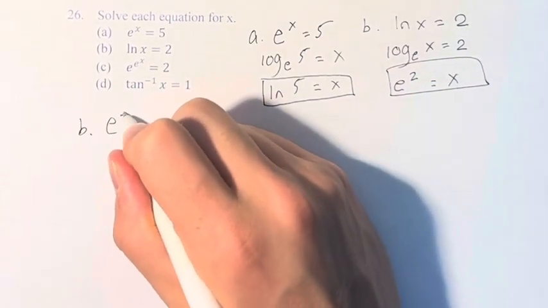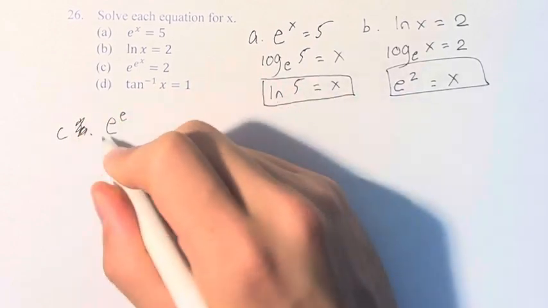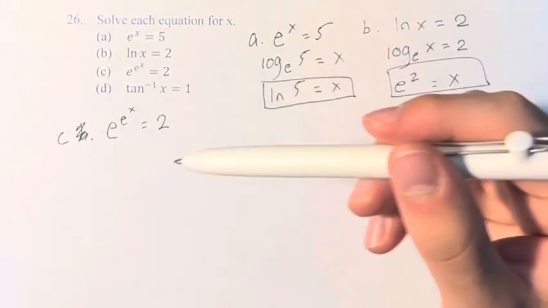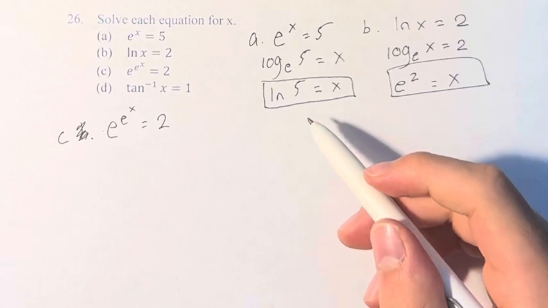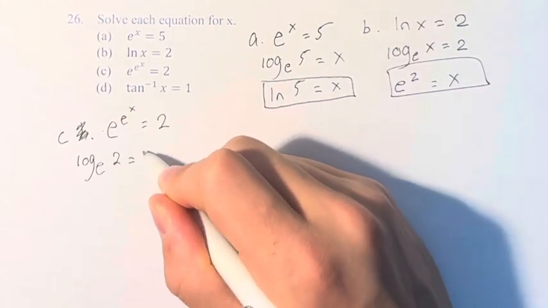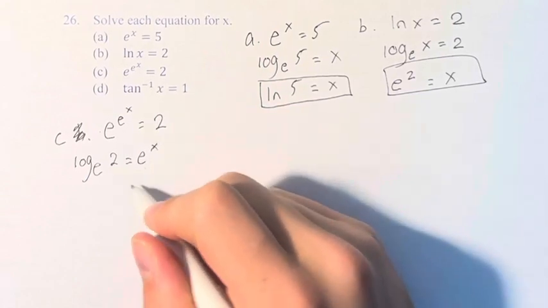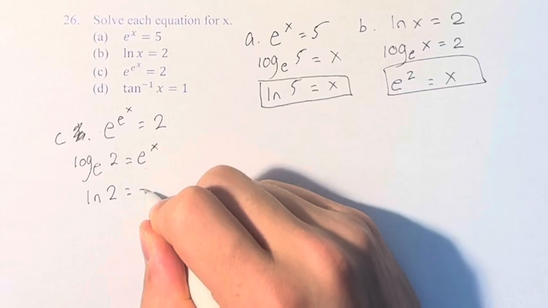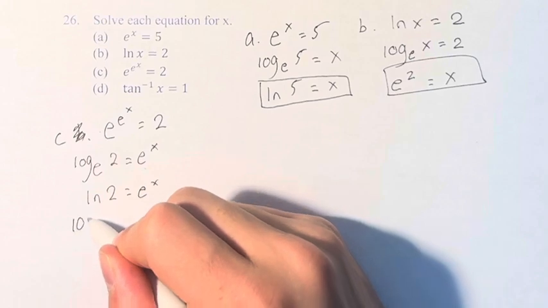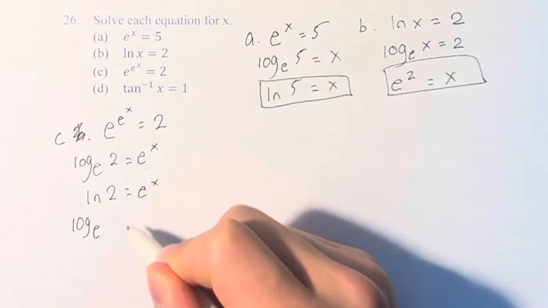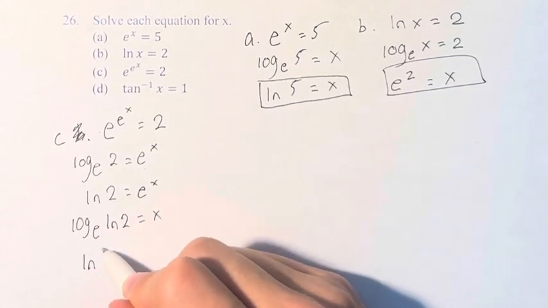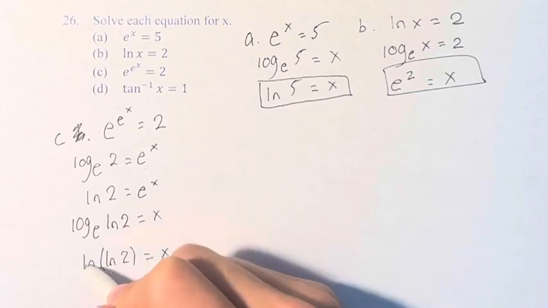C, we have e to the x equals 2. So what we can do is take the natural log of this situation. So this is log base e of 2 equals x, e to the x. Log base e is ln, so ln of 2 equals e to the x. We can do it again now. Log base e, right, same base, of ln of 2 equals x. Log base e is ln, so this is ln of 2 equals x.